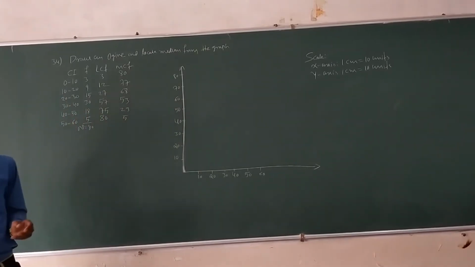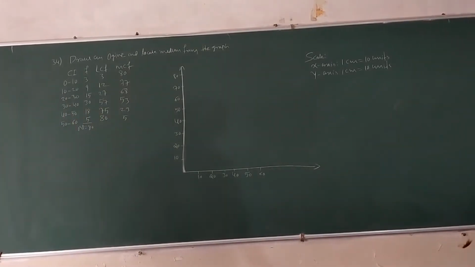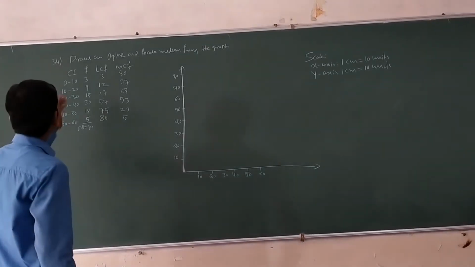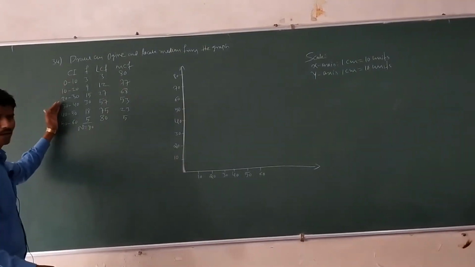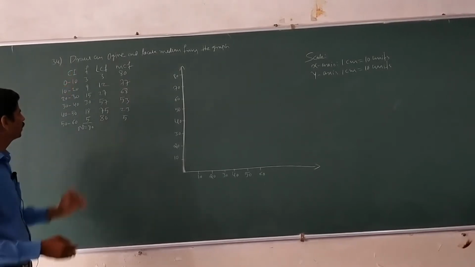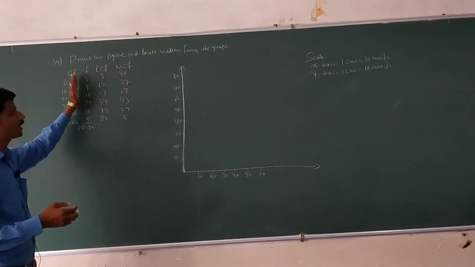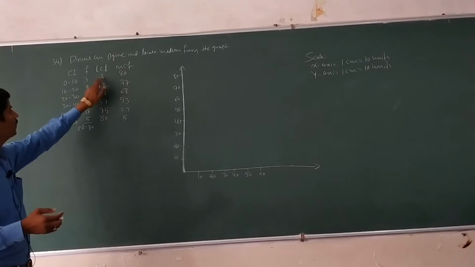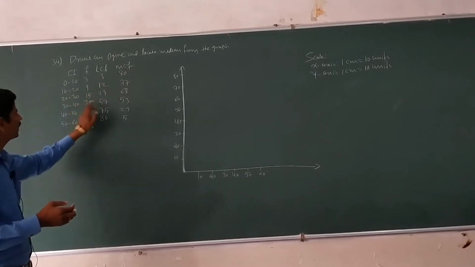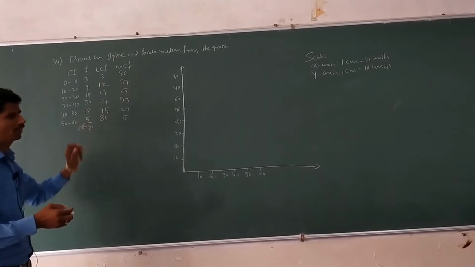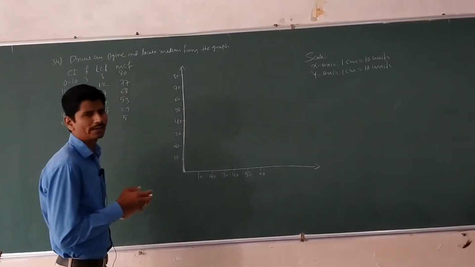Here, first we have to draw the LCF curve, that is, the less than cumulative frequency curve. The less than cumulative frequencies are drawn against upper class limits. Here 0, 10, 20, 30, 40, 50 are the lower class limits and 10, 20, 30, 40, 50, 60 are the upper class limits. It is nothing but 10 is 3, 20 is 12, 30 is 27, 40 is 57, 50 is 75 and 60 is 80.